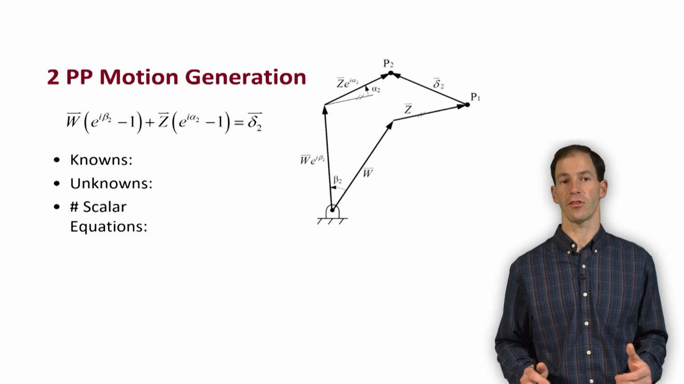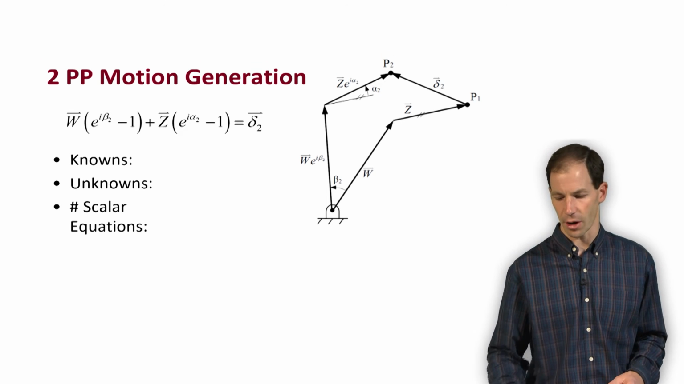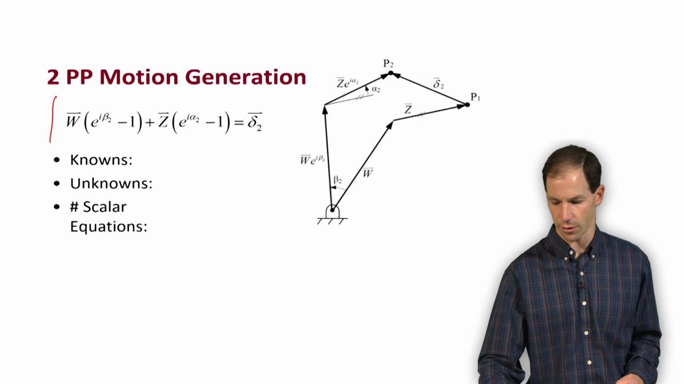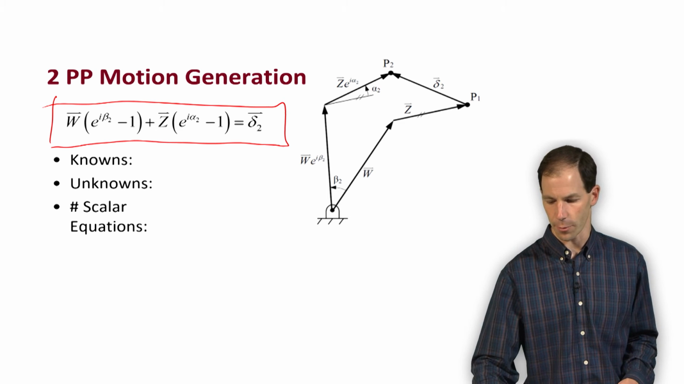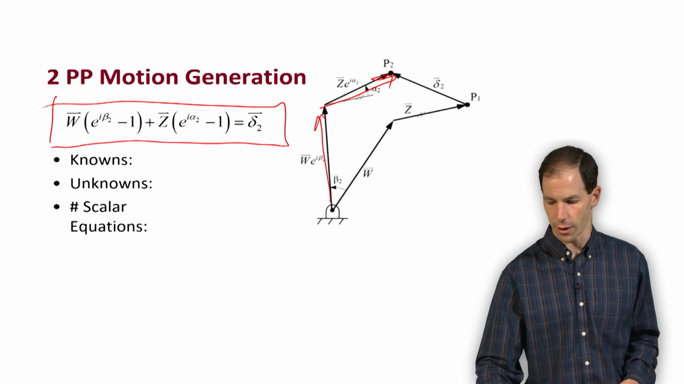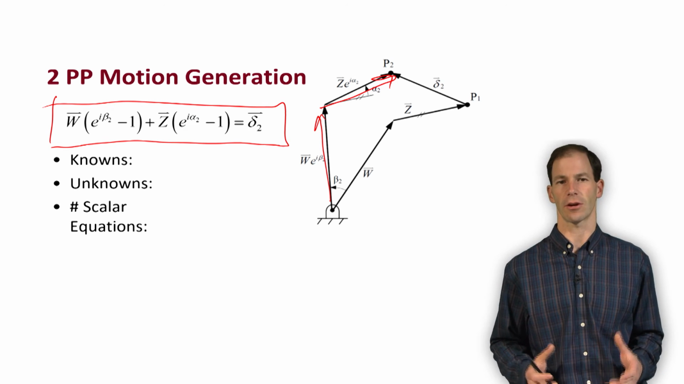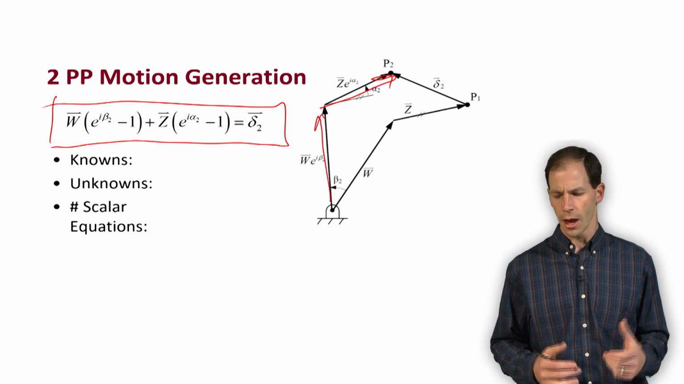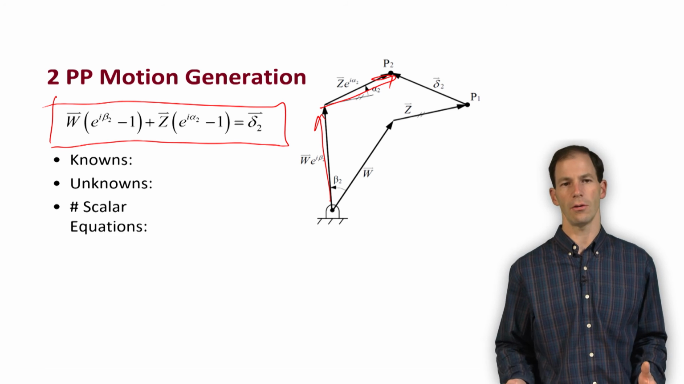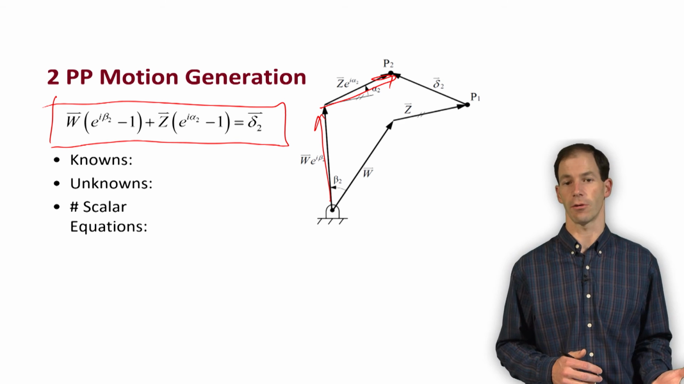So here's my 2 precision position motion generation. I've got my standard form equation right here, and the way we formulated this is we went up the displaced side of the mechanism, and then we came back down the undisplaced side of the mechanism and put these together, collected our W and our Z terms. And now I start to say, well, what are my knowns and what are my unknowns in this equation?